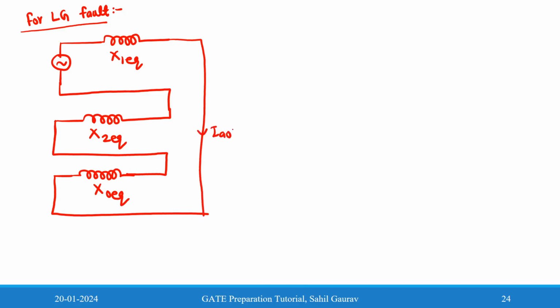This is IA0 is equal to IA1 is equal to IA2, and EA is equal to 1 at the angle of 0 degree. This one is VA1, IA1, IA2, VA2. This is IA0, this is VA0.